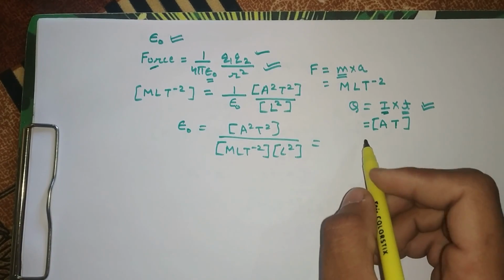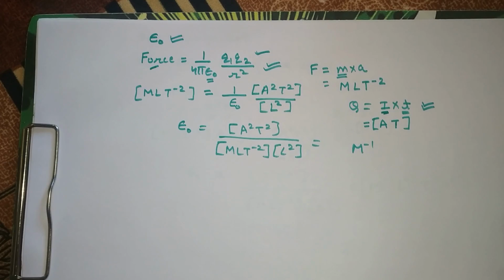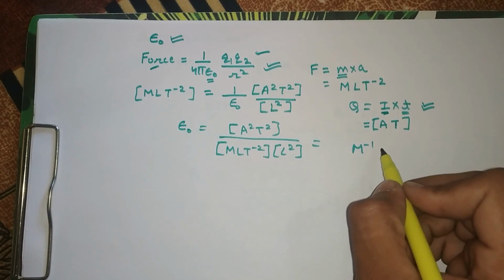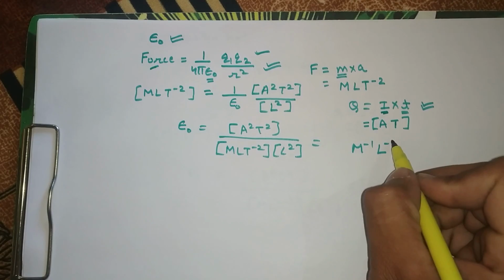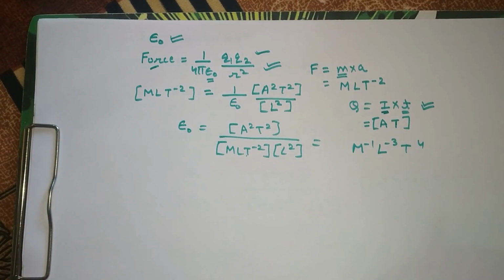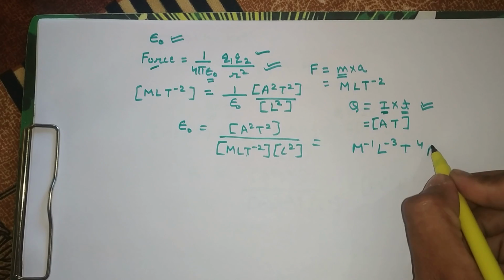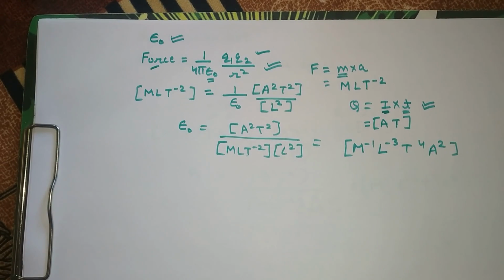So we simplify it. M comes to the power minus 1, L will become L cube in the denominator, and if we take it up then it will be L minus 3, T to the power 4 becomes positive, and A square as it is. This will be the dimensional formula of epsilon naught.